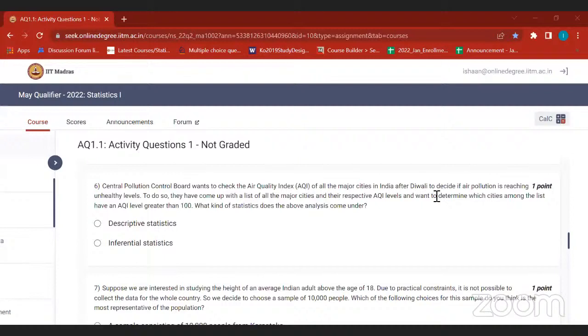Regarding descriptive statistics and inferential statistics, if you are picking some people randomly, then it is inferential statistics, right?